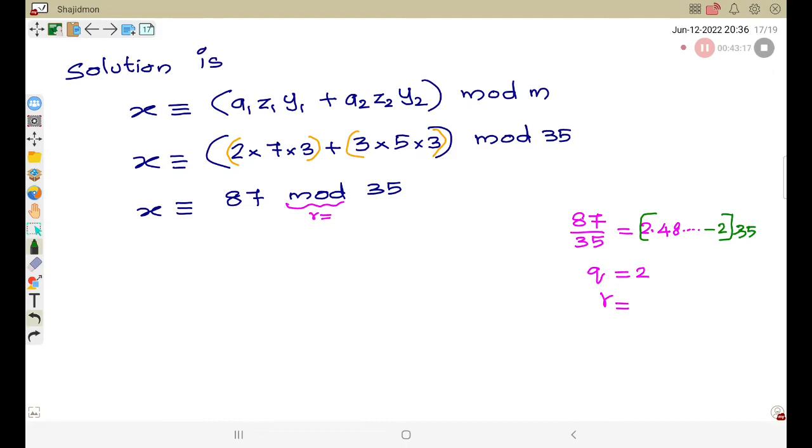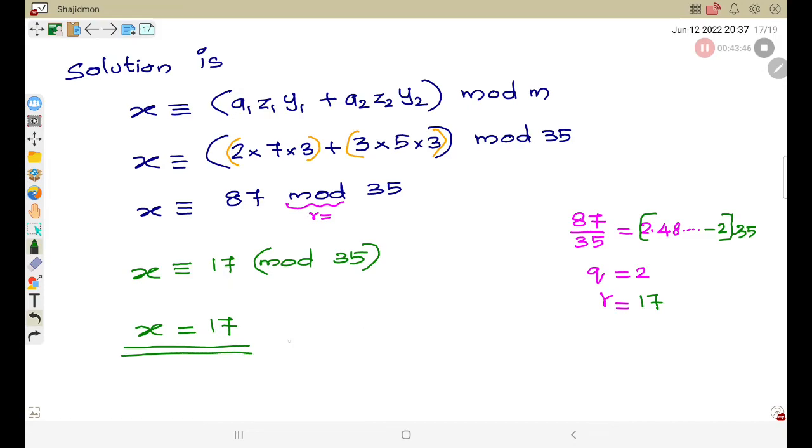So first we are doing 87 divided by 35, already there in your calculator, 2.48. From that subtract the number 2, after that multiply the number 35, you will get 17. So that is the answer. So x equals, or x congruent to 17 mod 35. So x equal to 17. Okay, that is the solution.